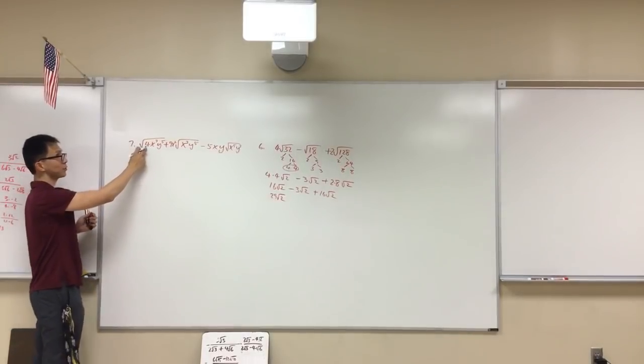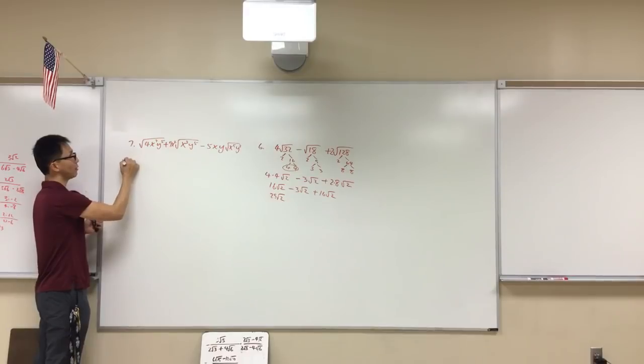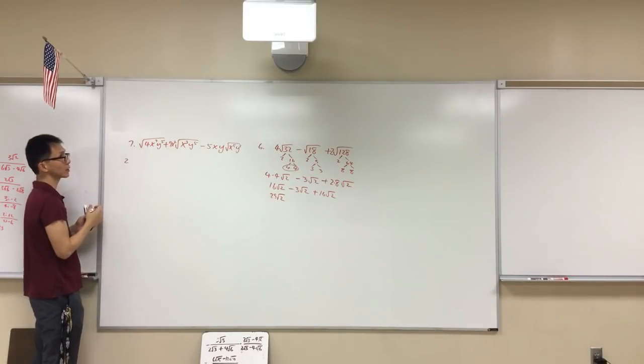So we're gonna take out as much 4 as possible, but obviously 4 is 2 times 2, so I can take the 2 out, and 1 is gonna disappear.